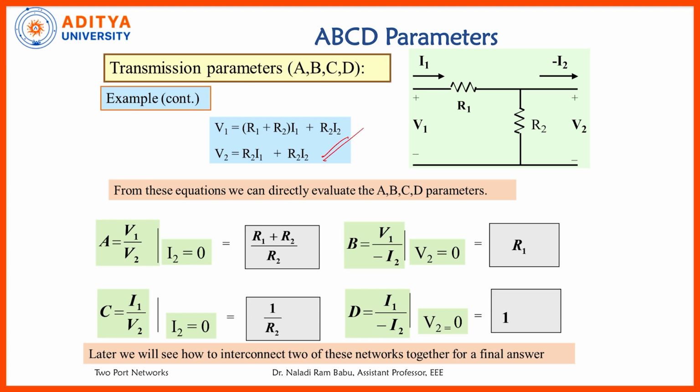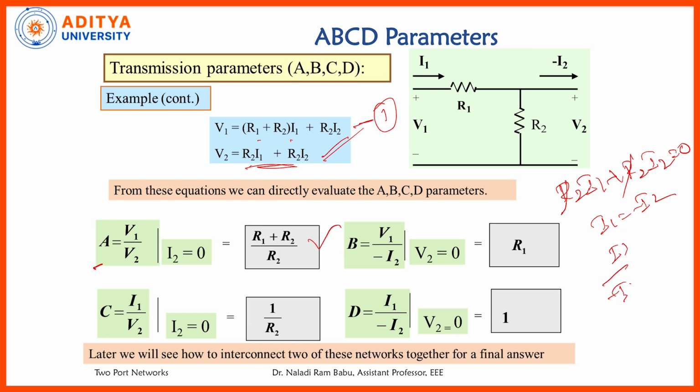These are the equations which we have written over here. In order to attain the value of A, I need to substitute I2 equal to 0 in equation 1. Then V1 by V2 is equal to R1 plus R2 by R2. Now, for attaining D, V2 should be equal to 0. If I substitute V2 equal to 0, then R2 I1 plus R2 I2 equals 0, so R2 gets cancelled. Therefore, I1 is equal to minus I2 and I1 by minus I2 is equal to 1. That means we got the expression for D.